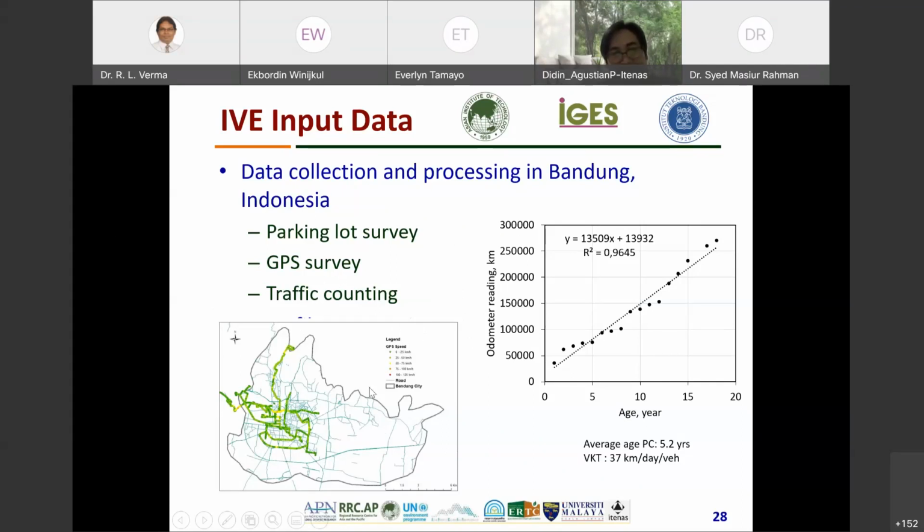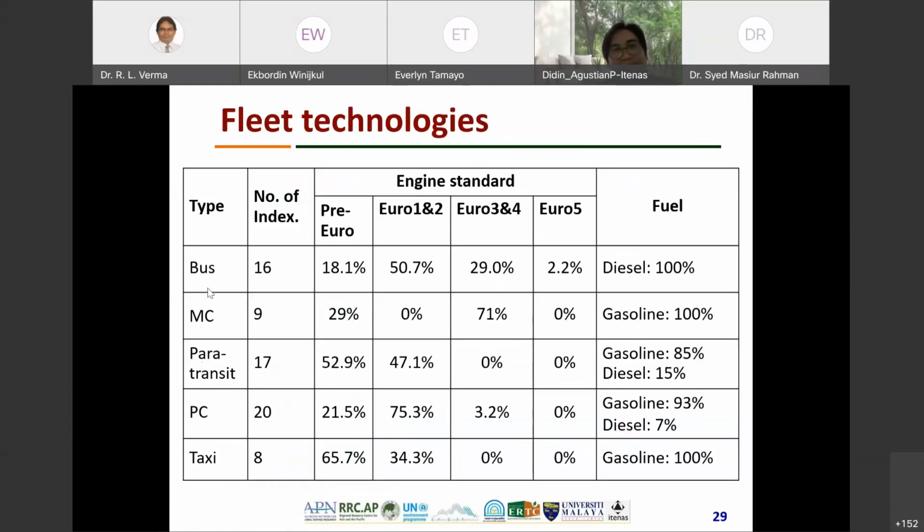This is the GPS speed of different road networks. Of course, when you have traffic jam, then the speed shows the low value. So these are the data, and of course the traffic counting is also important to supplement the data as an input for IVE. And then the fleet technologies, we conduct the survey to find out the percentage of the engine standards for different type of vehicles running on the street in Bandung City.